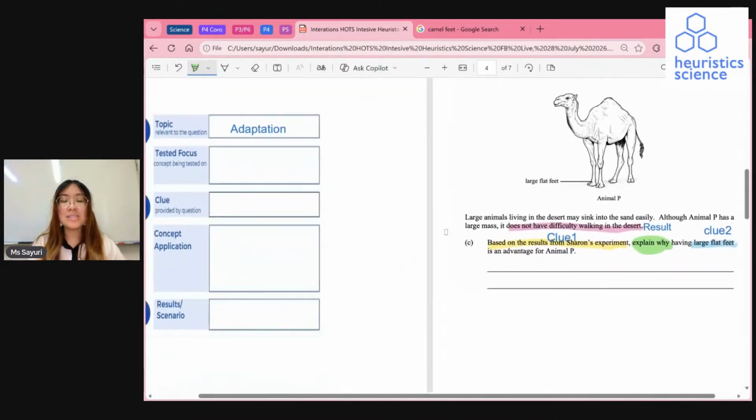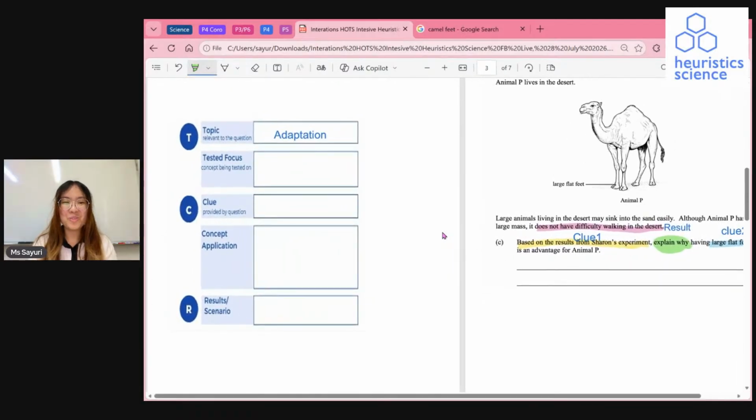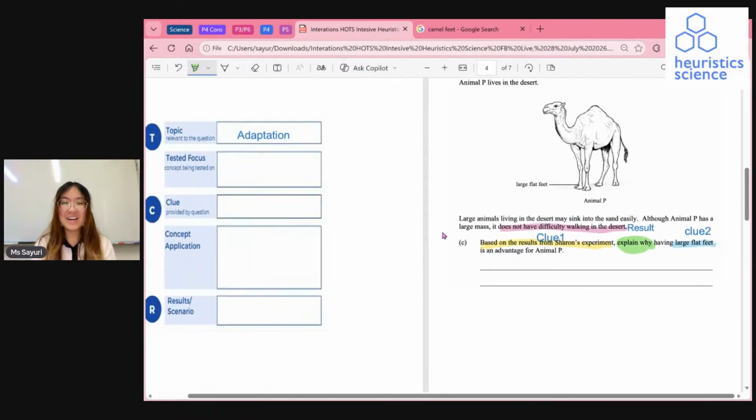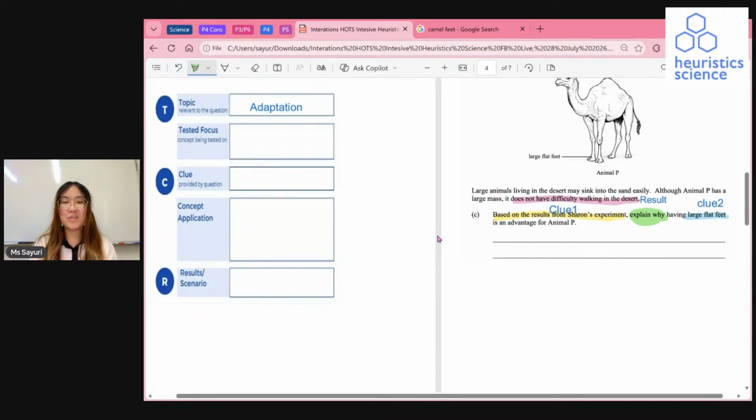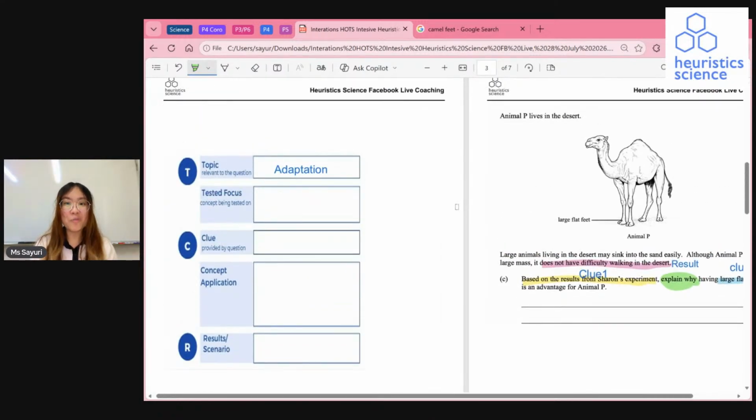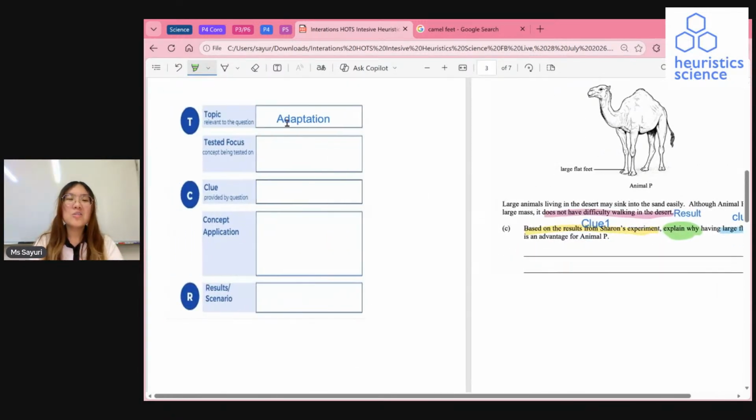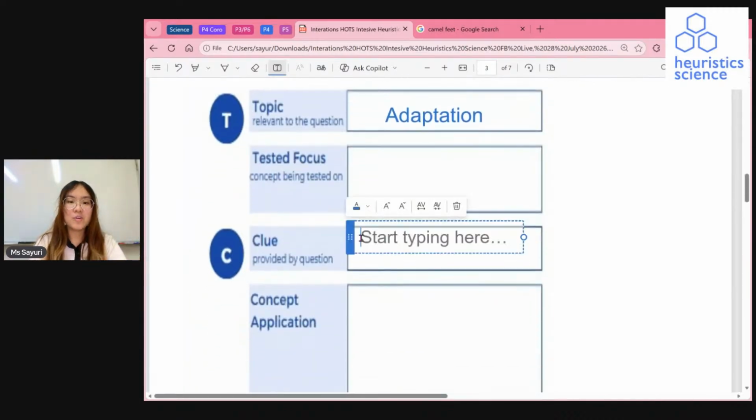Because it's an adaptation question, those of you who are our students will know we adopt the TCR answering technique, but we tweak it a little bit. Clue becomes the feature. The concept becomes the function of the adaptation. And the result is now talking about the factor of adaptation. Over here, I will just pen this down. We have a few things here.